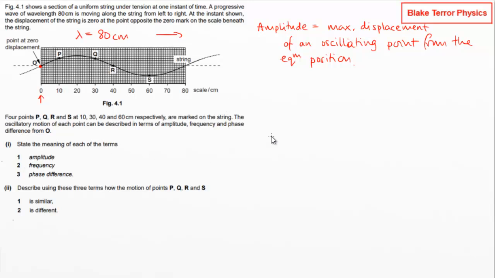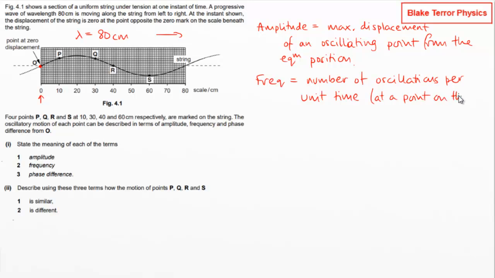Right, frequency, that's the number of oscillations per unit time. I mean, you'd probably be able to say per second. I don't think they'd have a problem with that, but per unit time, number of oscillations per unit time. Again, you might even want to say at a point on the wave. You don't necessarily need that bit at the end, I don't think.